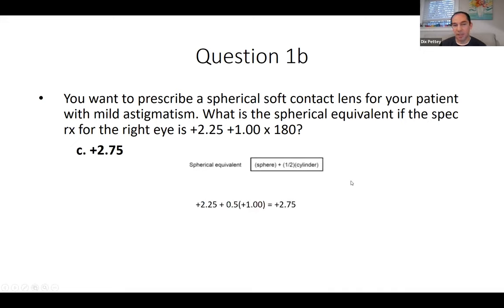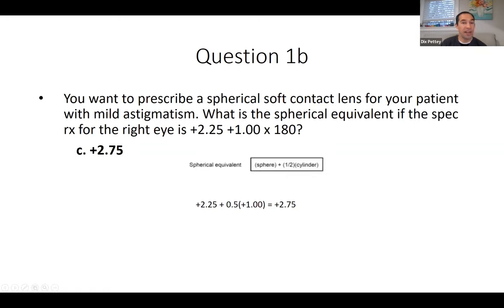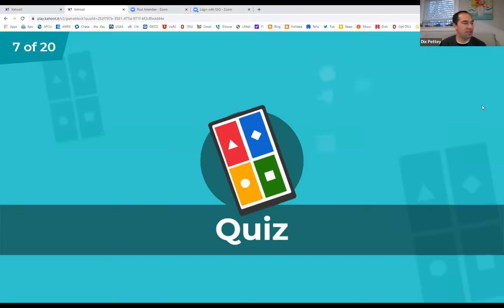The only thing that I would pay close attention to is if it's plus cylinder or minus cylinder, because that would determine if you're either adding or subtracting from the sphere power. But you guys all did really well on that. So, there's a sneak peek at the next question. Any questions on spherical equivalent? That's pretty simple stuff. Any questions there? Okay. All right, next question.